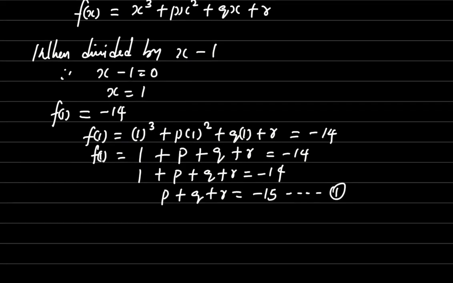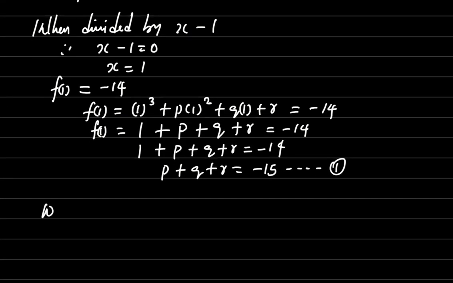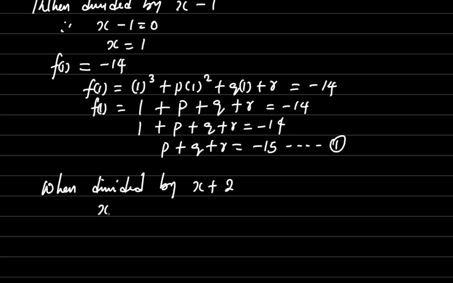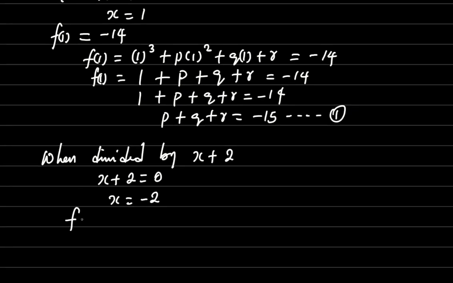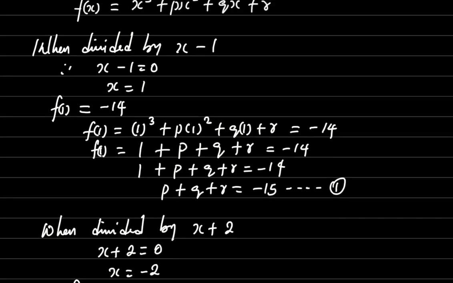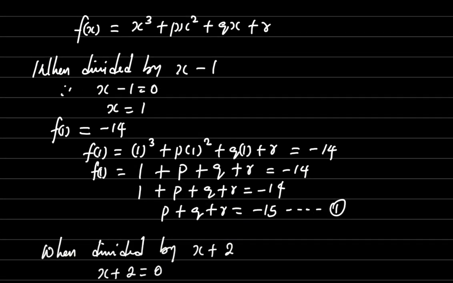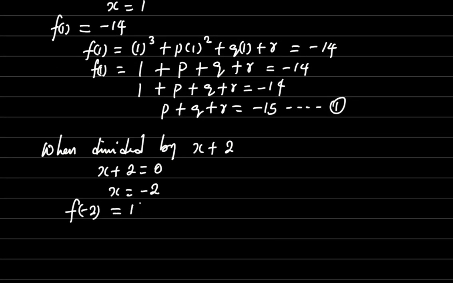Then let's move to the second. It is x plus 2. So we'll start when divided by x plus 2. The same thing is going to happen. We have x plus 2 is equal to 0, so x is equal to minus 2. So it therefore means that f of minus 2, let's check the remainder. The remainder is 16, so it is equal to 16.